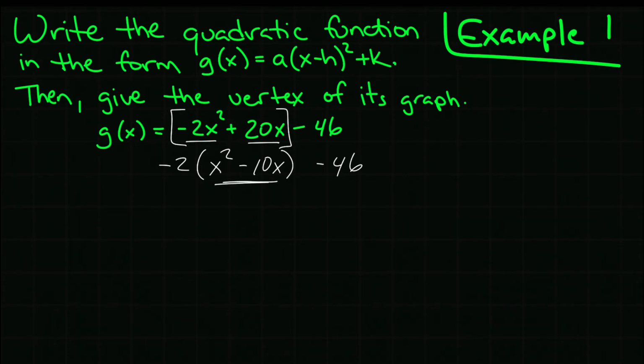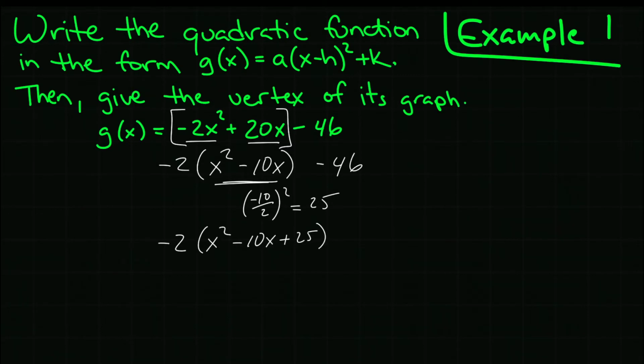So based on the video that I did before, we're going to take our b term, divide that by 2, and then square it. So our b term is negative 10. Take the negative 10, divide that by 2, and square it. And that will give us negative 5. Negative 5 squared is plus 25. So we have negative 2 times (x squared minus 10x plus 25), all in the parentheses.